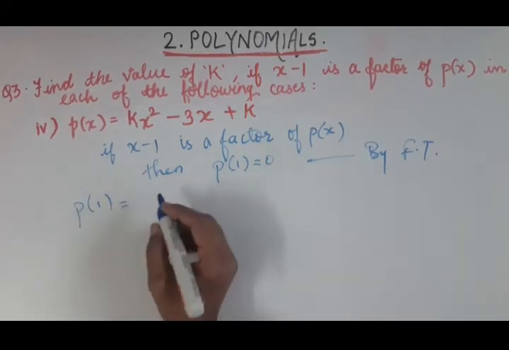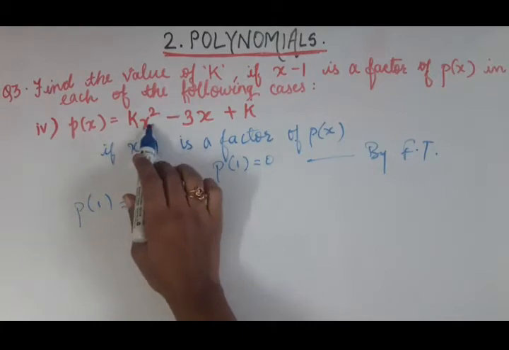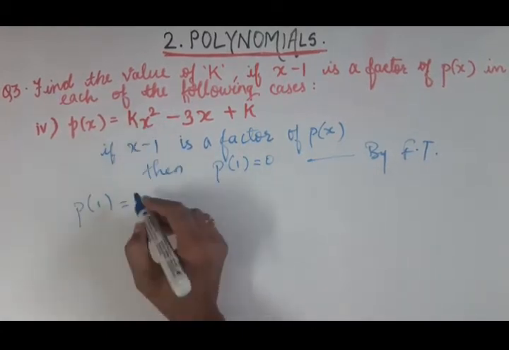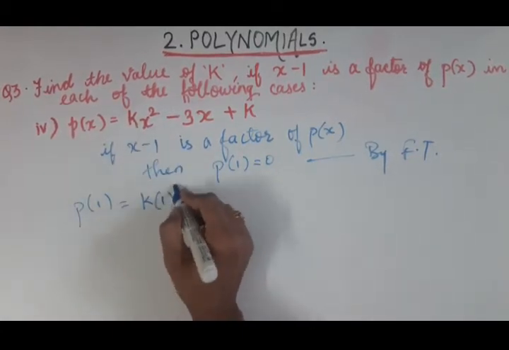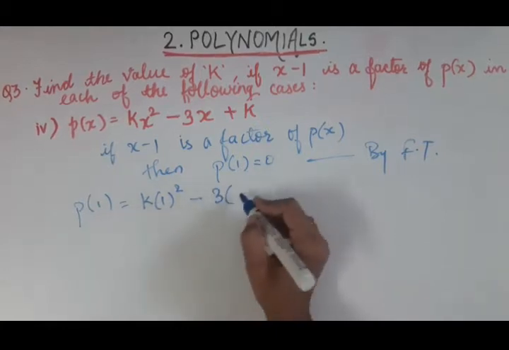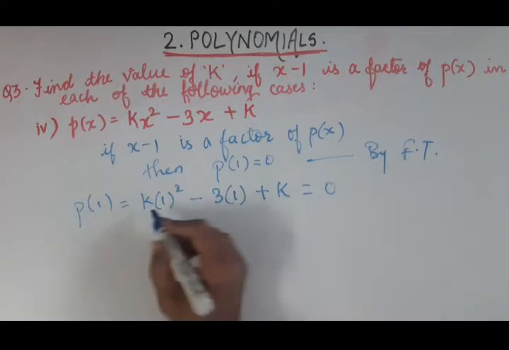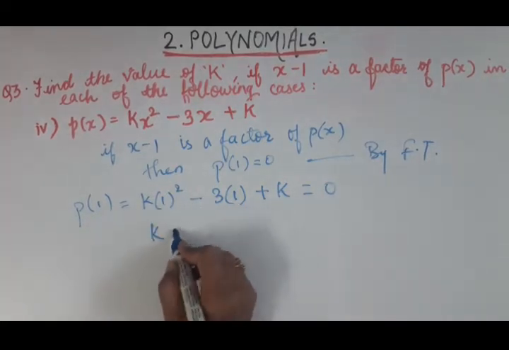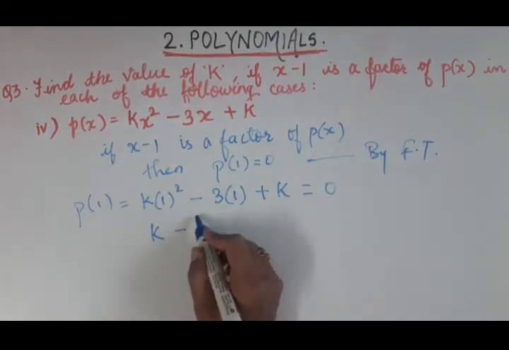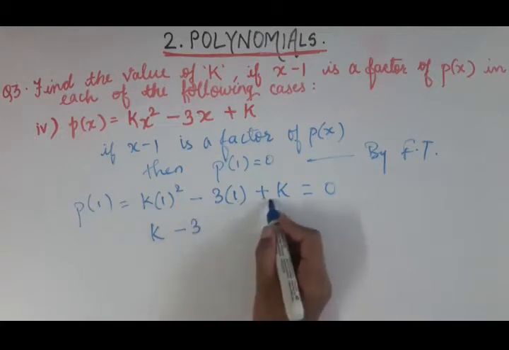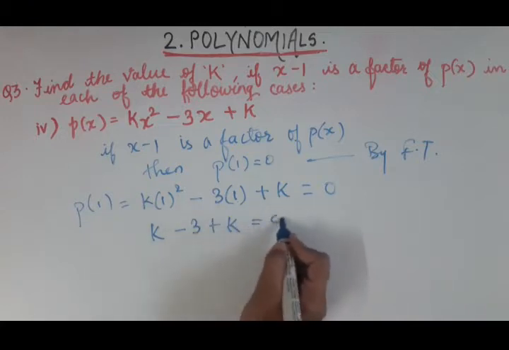We know how to find p of 1 now. Replace x with 1 in p of x. So you will get k into x square, that is k into 1 square, minus 3 into x, so minus 3 into 1, plus k, and equal to 0. K into 1 square will be k, minus 3 into 1 will be minus 3, plus k equal to 0.